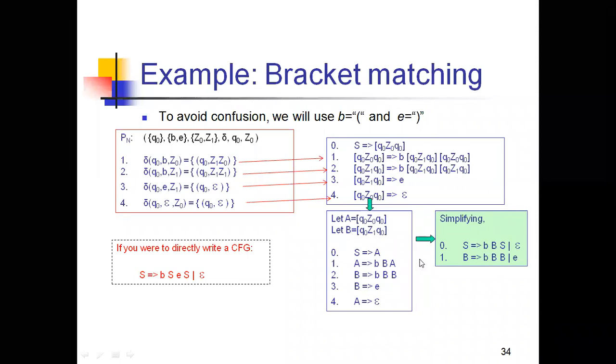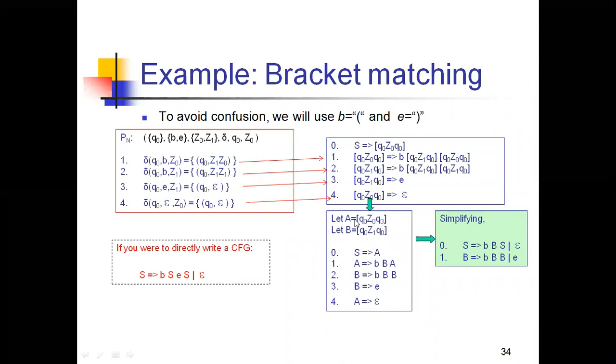Now, how will the rules be? See, S tends to A because A is assigned with Q naught Z naught Q naught, right? A tends to B of B A, right? And B tends to B of B B. So two B's we have here, and B tends to E, and A tends to epsilon. So finally, after assuming that this Q naught Z naught Q naught is an A and Q naught Z1 Q naught is a B, finally our rules look like a grammar.